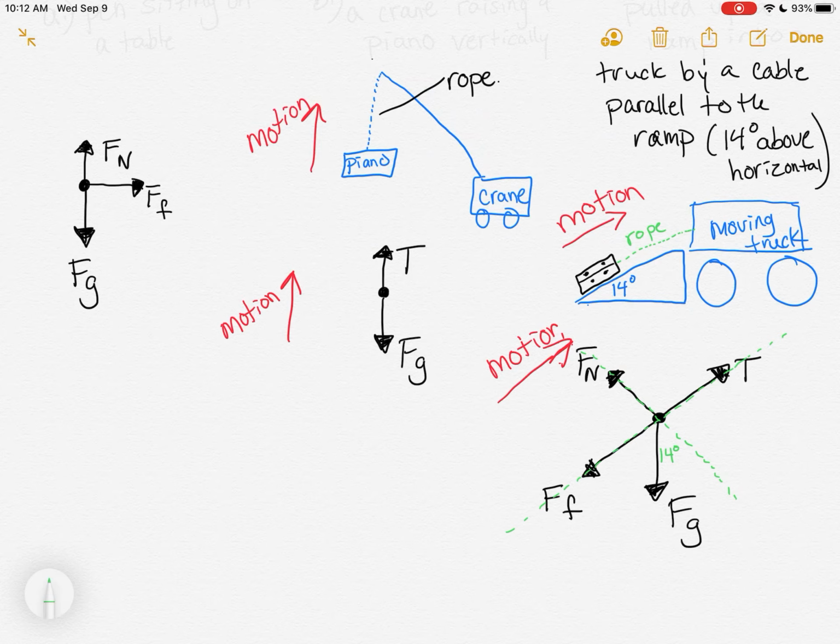All right, so that is it for our drawing forces. There is a bunch of practice for you to work on in terms of drawing forces. And so you want to make sure that you're working on that.